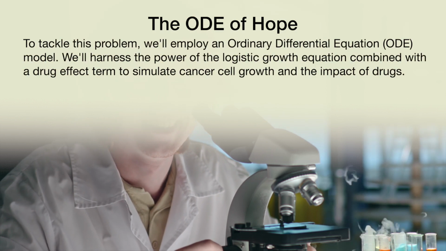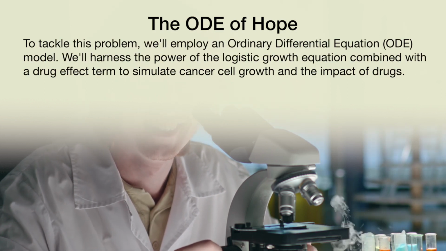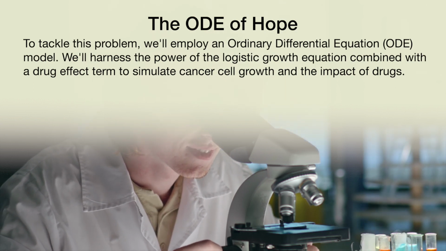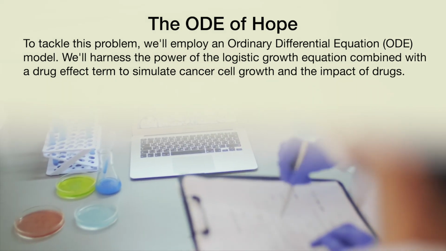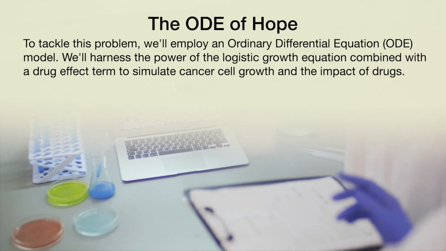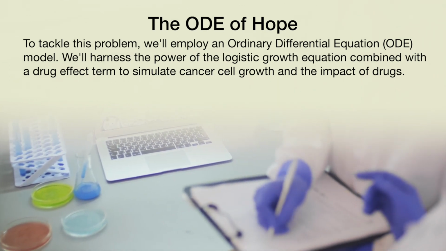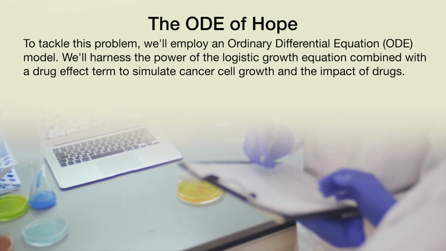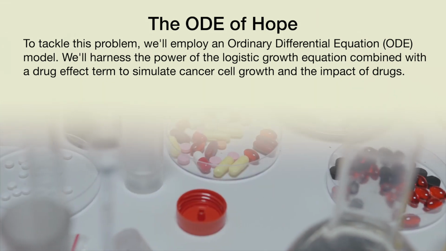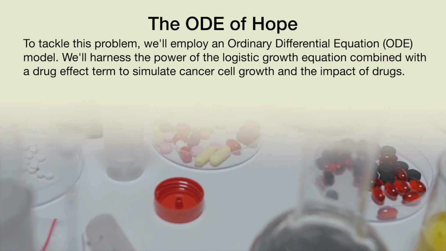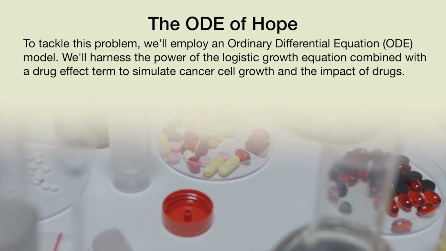So now we'll go into step 2. In step 2, we'll model the growth of cancer cells. As we all know how cancer cells grow, and it depends on the type of cancer and many other variable features, but we will just try to model the growth of cancer cells and the effect of the drug using an ODE. In this case, it's the logistic growth equation combined with a drug effect term.